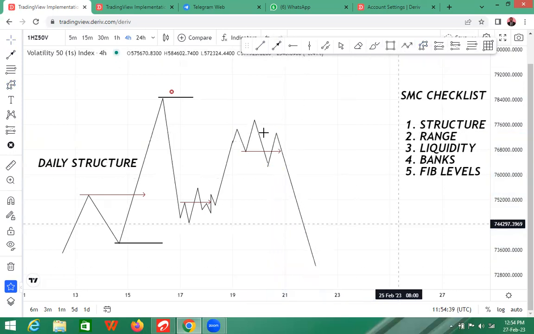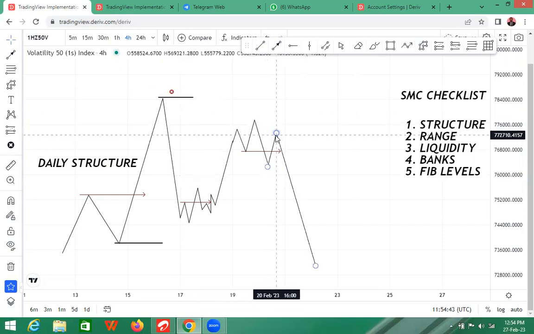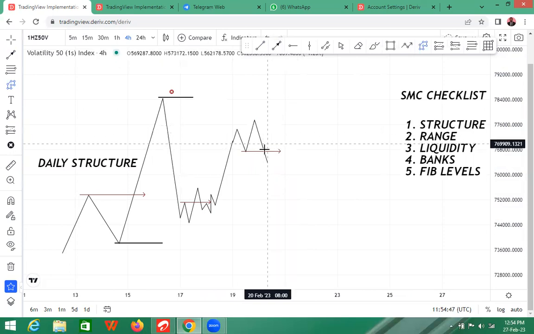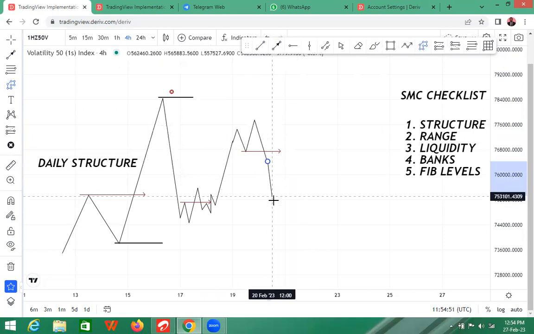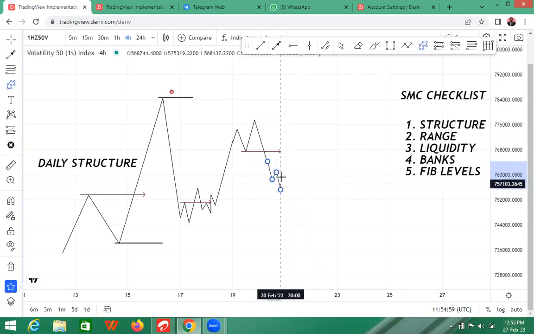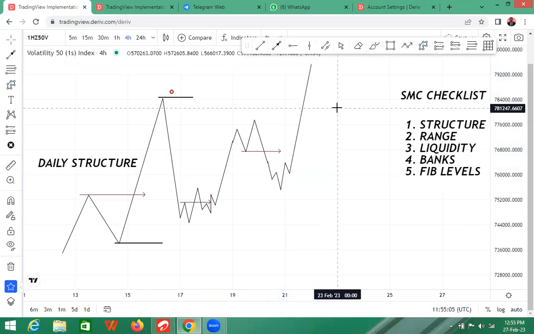Why do you want to take price down when price does not capture this liquidity? Why? This is what most of us will do. So what you should expect once price gives you this break of structure here is another reaccumulation. So price should give you something like this, and then break, retest the open to capture.